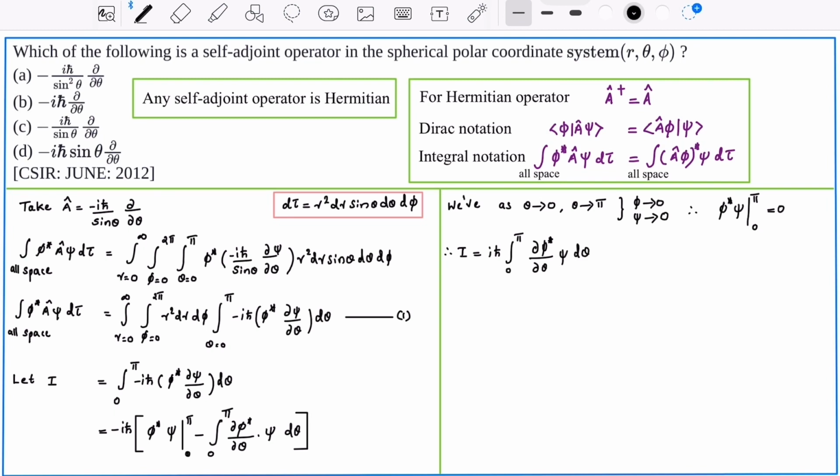Now we can write this integral I as I equal to integral 0 to pi of minus i h bar by sin theta dou phi by dou theta whole conjugate, then sin theta psi d theta. We are multiplying and dividing by sin theta.